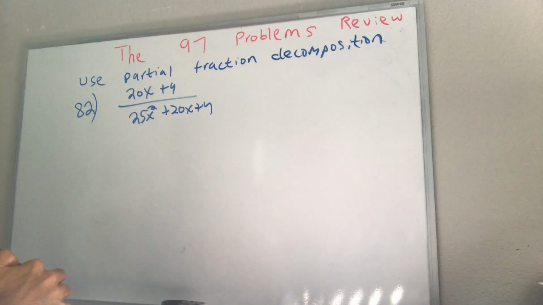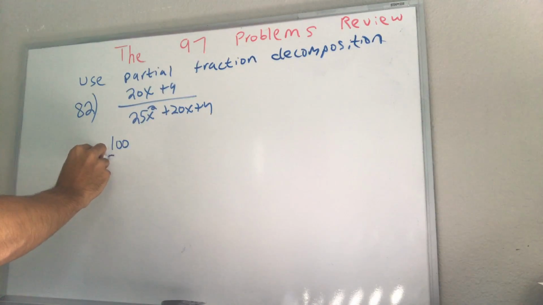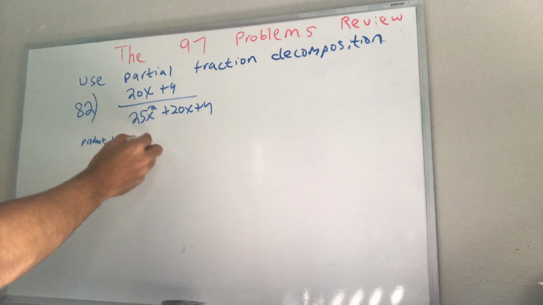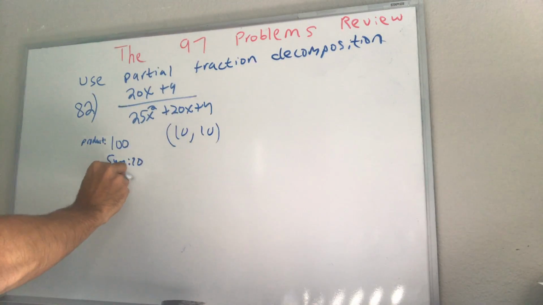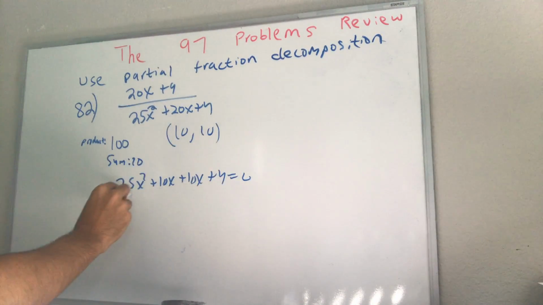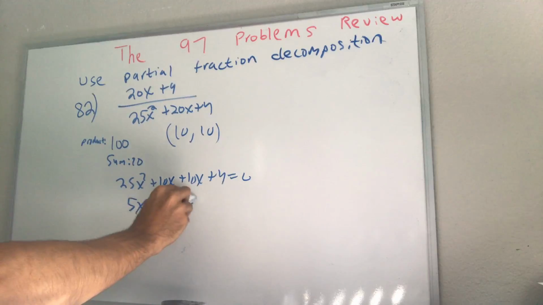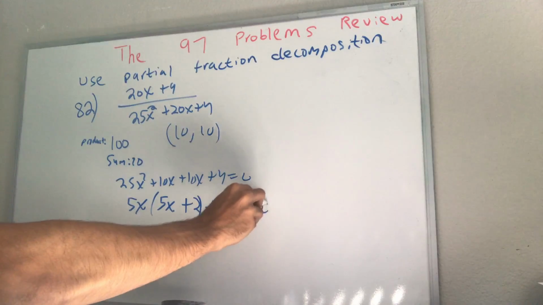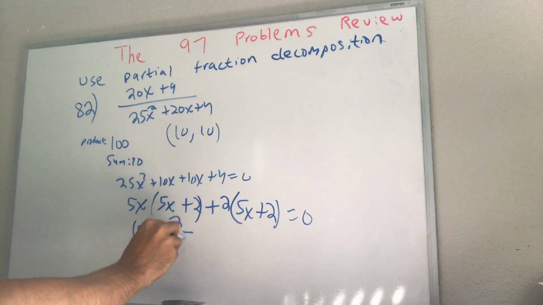So we know that the product of the two numbers we're looking for must be 100, a times c, and the sum must be 20. Those two numbers that have a product of 100 and a sum of 20 are obviously 10 and 10. So we can write this as 25x squared plus 10x plus 10x plus 4 equals 0. We know 5x is common here, so we have 5x times the parentheses 5x plus 2, plus 2 times 5x plus 2, which gives 5x plus 2 squared.